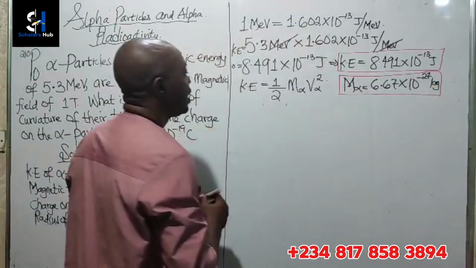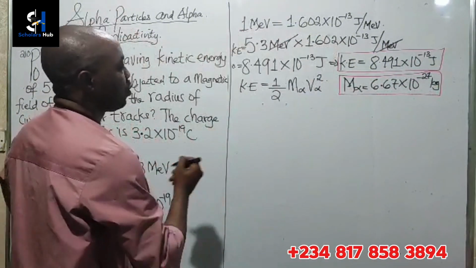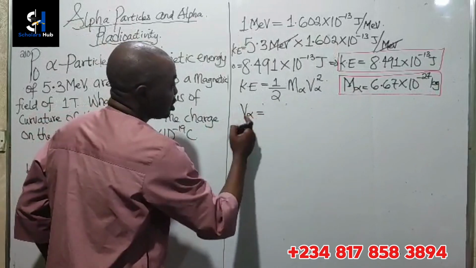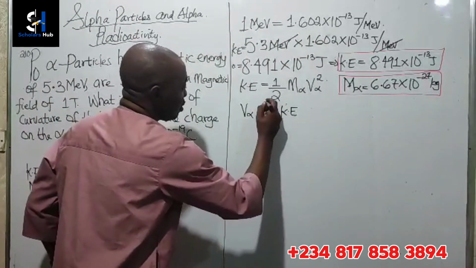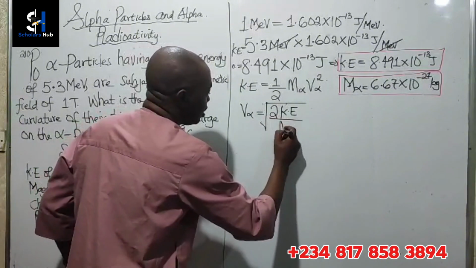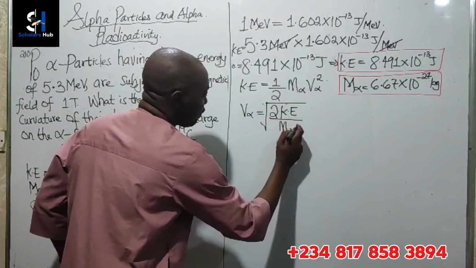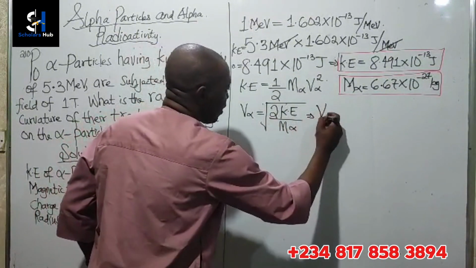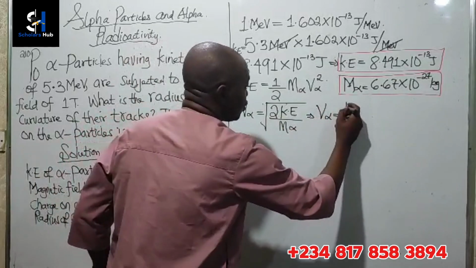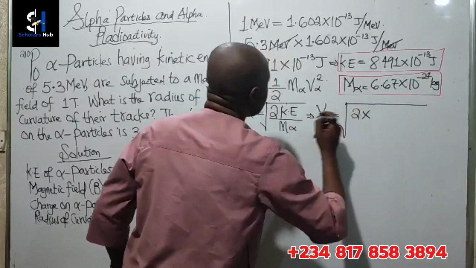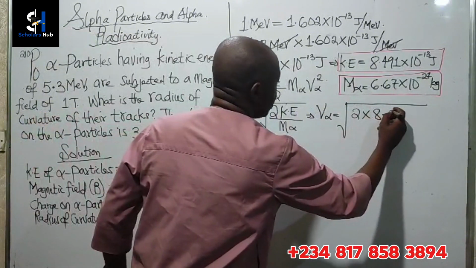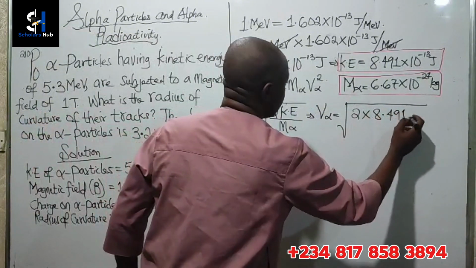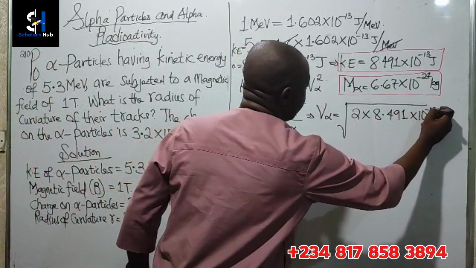Now we want to obtain the value of the velocity. When we rearrange this equation, we have the velocity equal to the square root of 2KE divided by the mass of the alpha particle. So we have v equals the square root of 2 multiplied by the energy, 8.491 multiplied by 10 raised to the power of what?